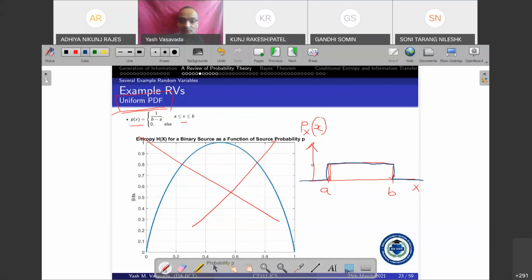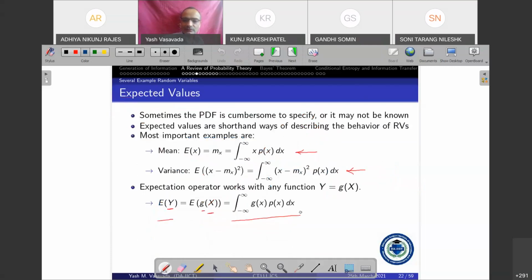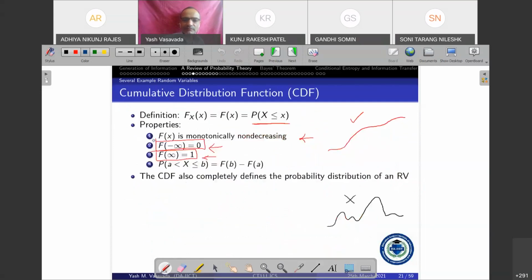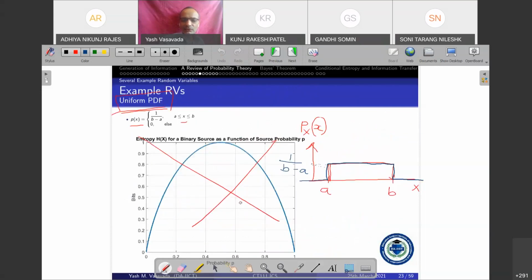Okay, so the height of the PDF is going to be 1 over B minus A. That is what this formula says over here. Now recall property number 2. Does that property hold for this uniform PDF that I have drawn over here?